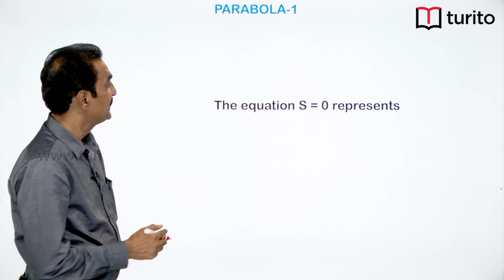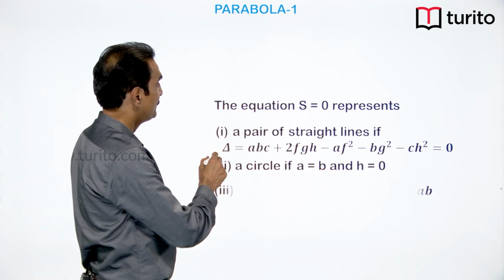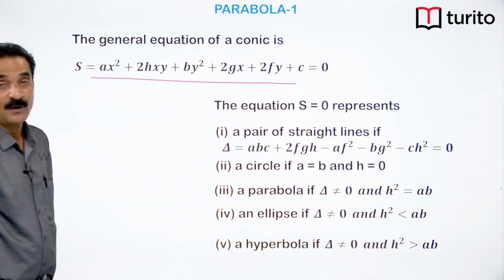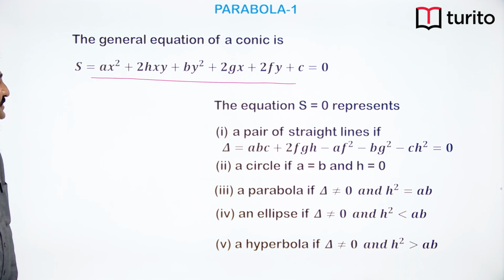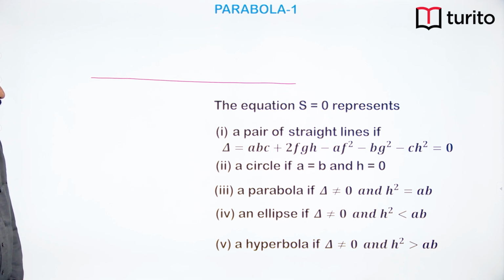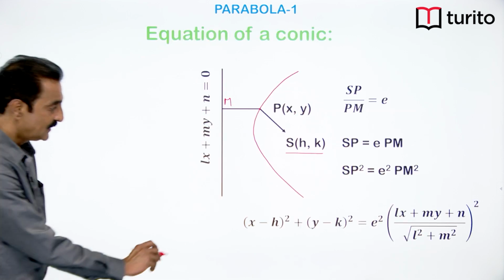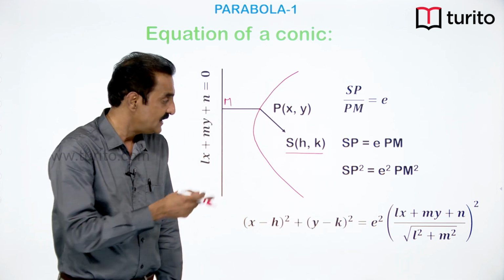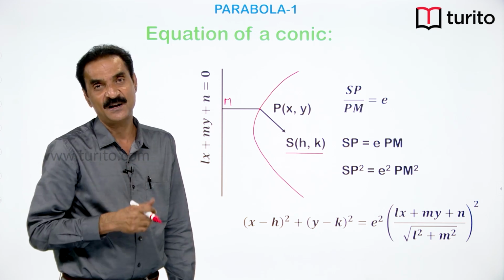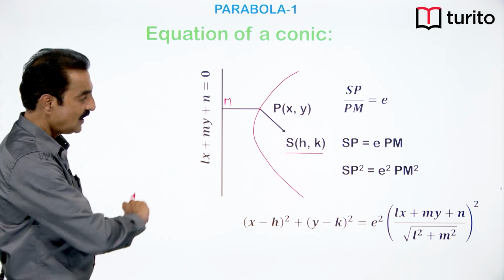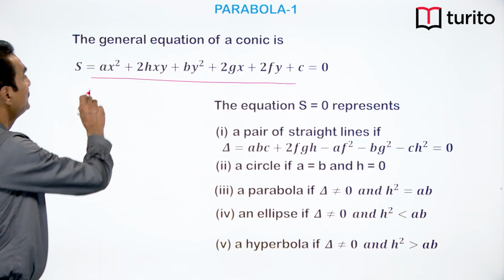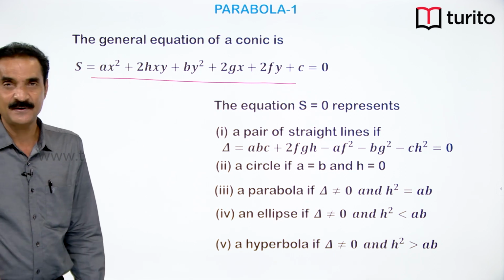You will get the general equation of the conic in the form of ax square plus 2hxy plus by square plus 2gx plus 2fy plus c is equal to 0. See, this is a second degree equation in x and y. There will be x square term, y square term, xy term, and there will be first degree terms and constant also in the equation. So, after the complete simplification, you will get it in the form of this equation. So, this is the general equation of a conic.